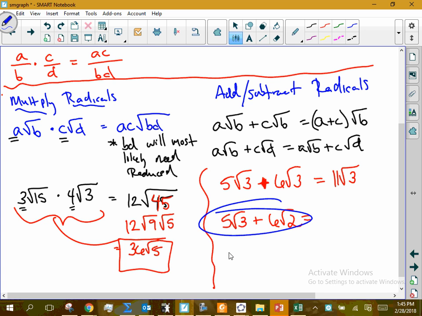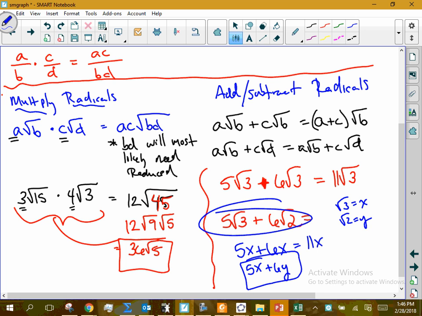Okay. And maybe something that you can draw a comparison to is that let's just say radical 3 is equal to x and radical 2 is equal to y. So then I would have 5x plus 6x. Do we know that makes 11x? Well, if I looked at this 5 radical 3 and I wrote that as 5x and 6 radical 2 as 6y, can I add those two things together? Can I add 5x and 6y? No, they're different variables, right?